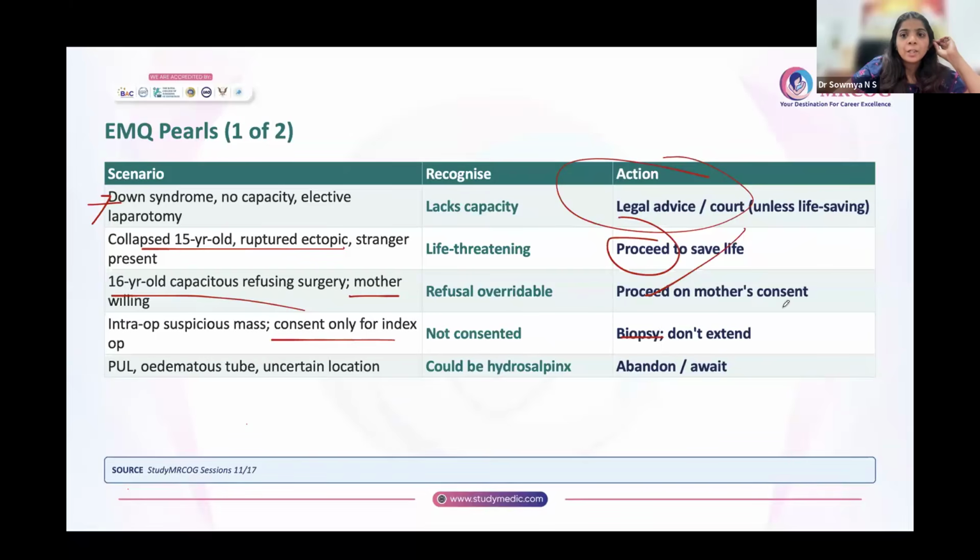So biopsy, don't extend. Basically, they are trying to tell whichever the biopsy you can safely take, you can, because it's a suspicious mass. So you must be careful of not upgrading the stage by taking the biopsy.